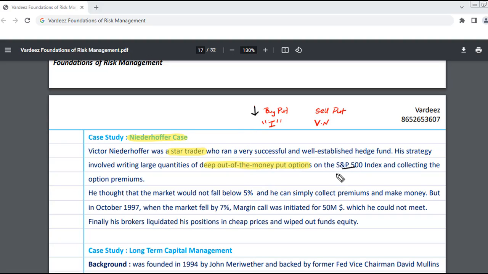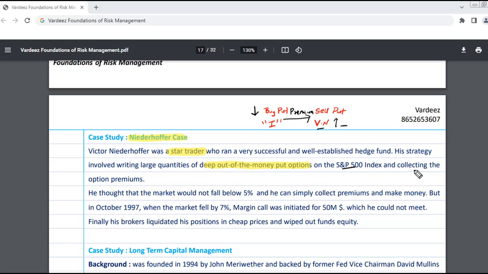For example, we are trading on this S&P 500 index. If the index falls down, then I, the buyer of the put option, will profit, and on the other hand, the seller, which is Victor, will profit if the S&P either goes up or remains stable. He will simply collect the premium from me. So this was the background. That's exactly how it works.